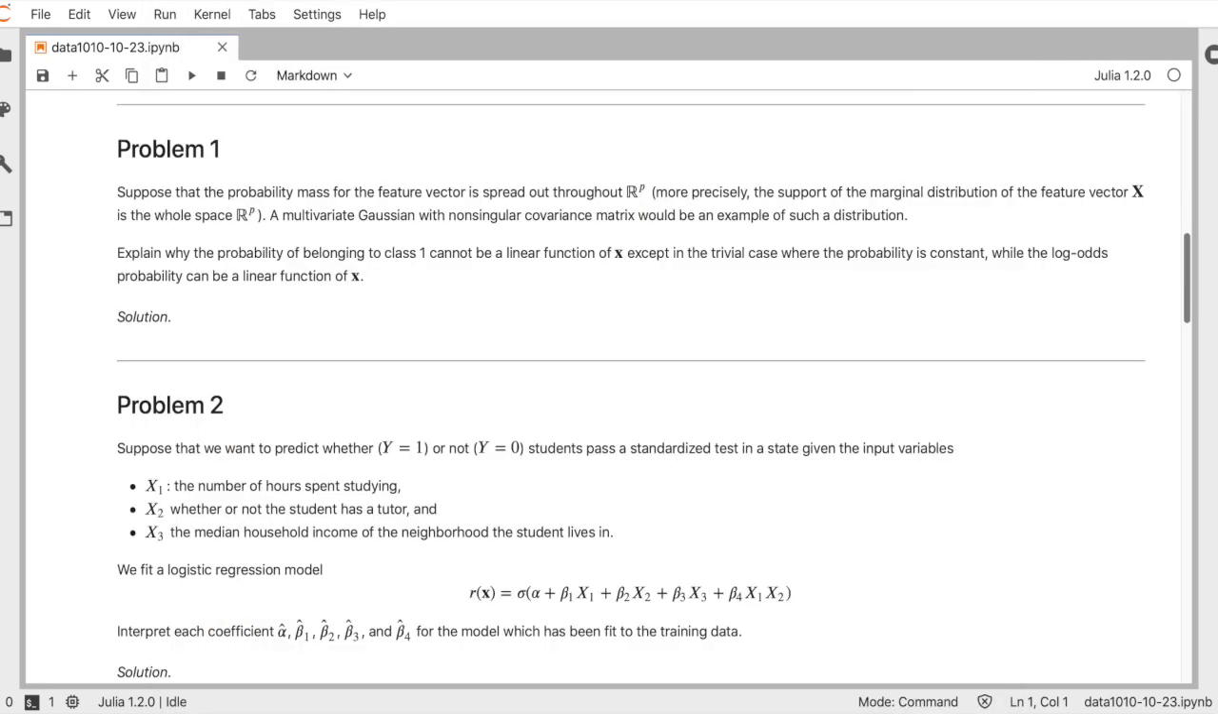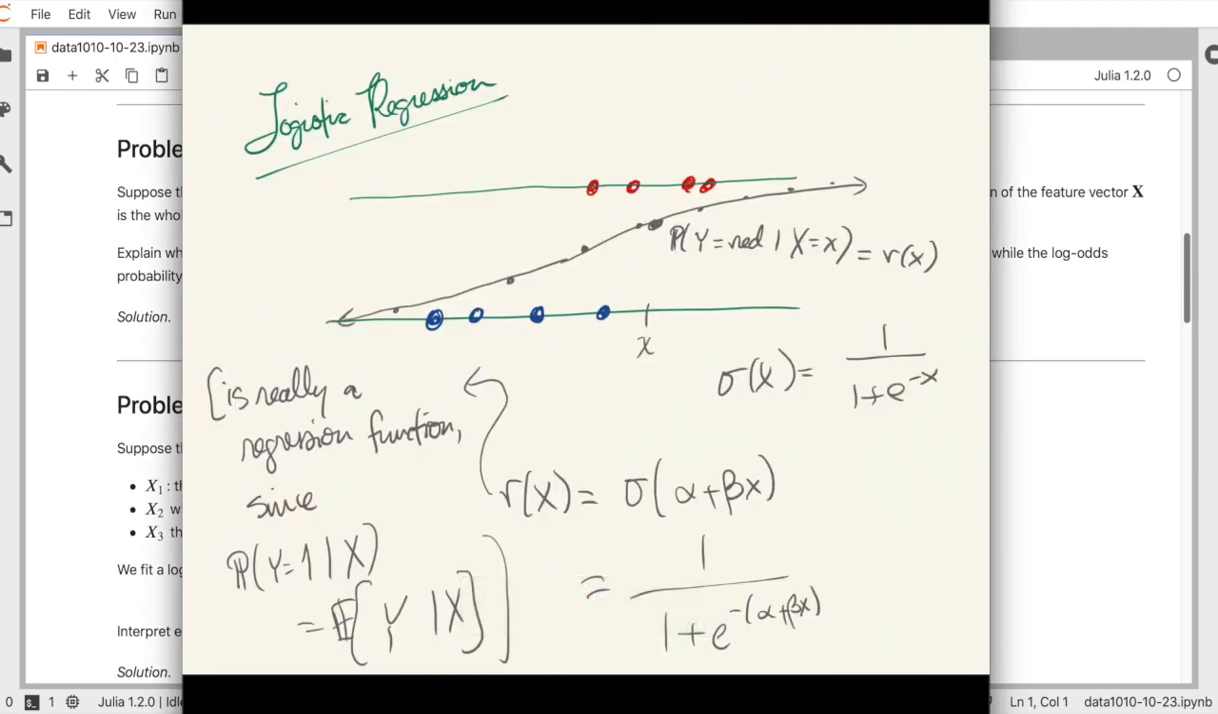So let's do the first problem. It's asking why is it not feasible to model the class 1 probability as a linear function of the feature value. And to see that, we just have to look back at this picture and think about what would happen if this gray S curve were actually a straight line. And what you can see is that at some point it will cross 1 and go above the band of values between 0 and 1, and it will also go below 0. So it's going to be returning nonsense values, except in the trivial case where it happens to be constant.